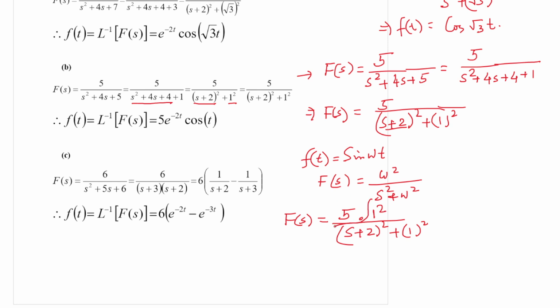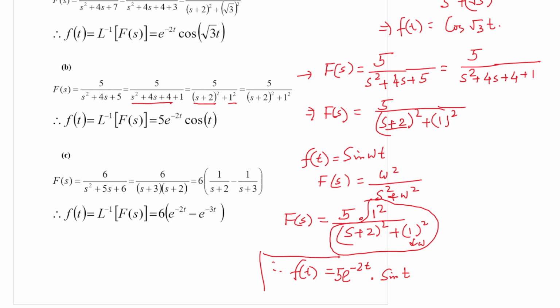So if you invert it, then due to this shifting in the frequency domain, you should have a factor of e to the power minus 2t, just discussed right now. It should be e to the power minus 2t into, now it is a sine, so here 1 is omega, so it will be just sine omega t, or sine t. And what about this 5? 5 is constant, so it will stay outside.